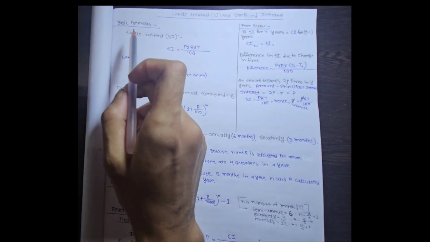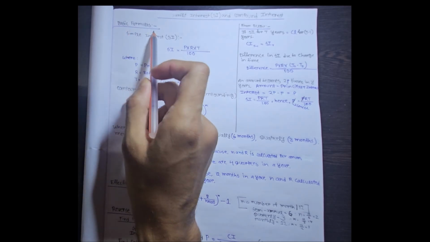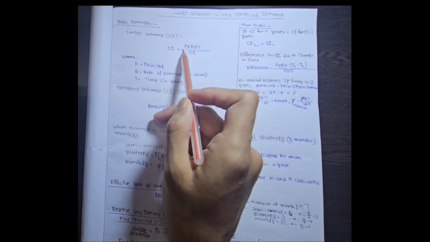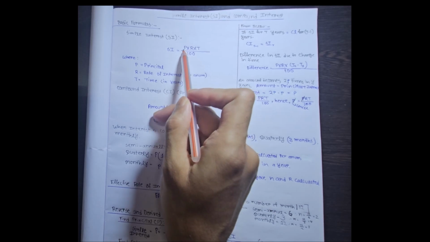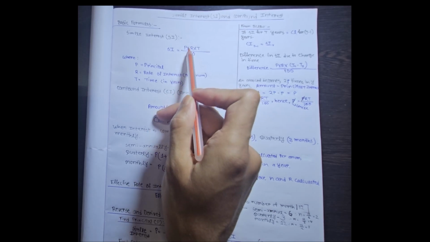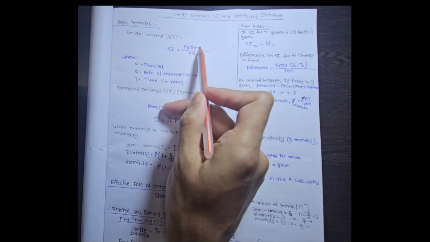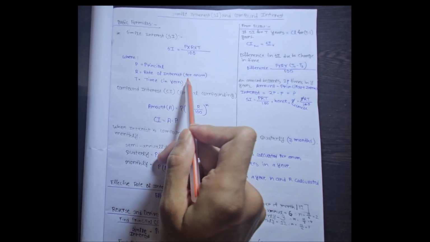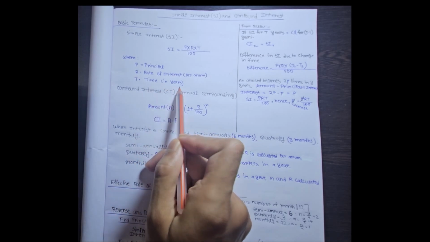So for the first formula set, the basic formula to calculate simple interest is: simple interest equals the principal multiplied by the rate of interest and multiplied by the time, divided by 100. Here the rate of interest would be per annum and the time would be in years.